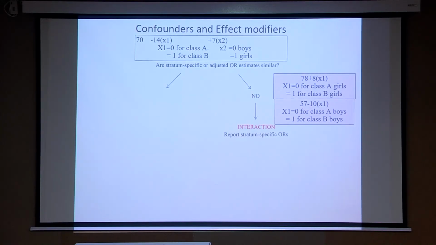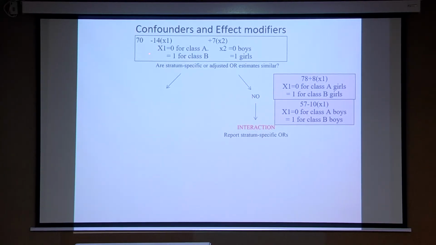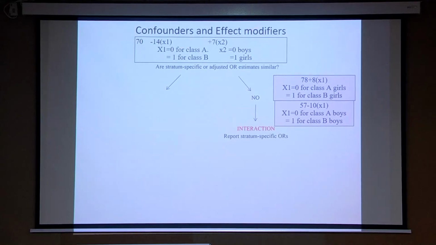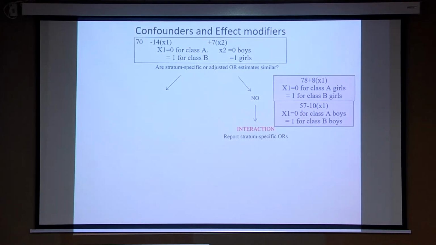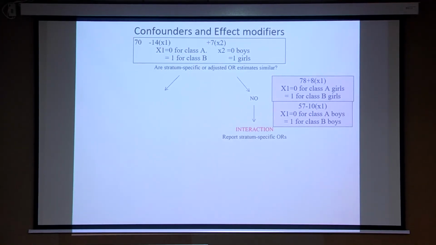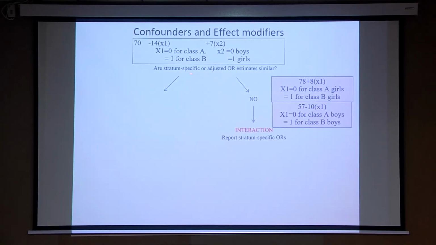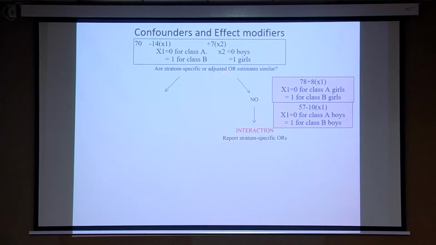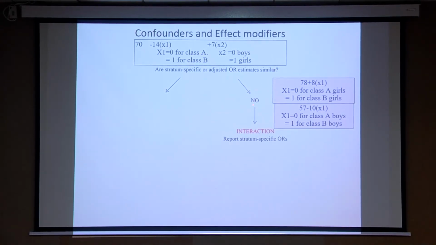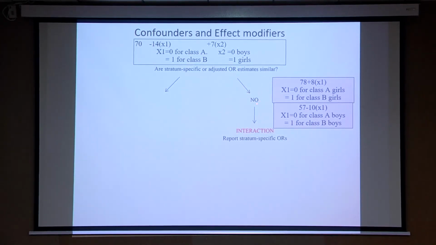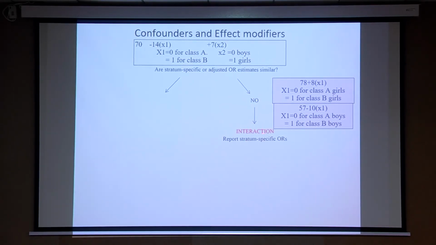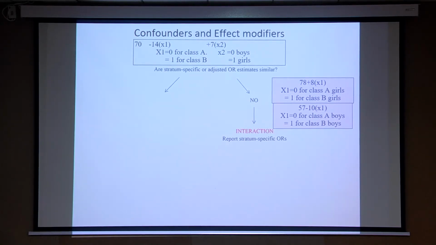So this is the flow chart. To summarize, this is the regression equation you got for the two predictors and the marks. First question you ask is whether adjusted values are similar or not. If the adjusted values are not similar, then you go for interaction. Report stratum specific odds ratios.